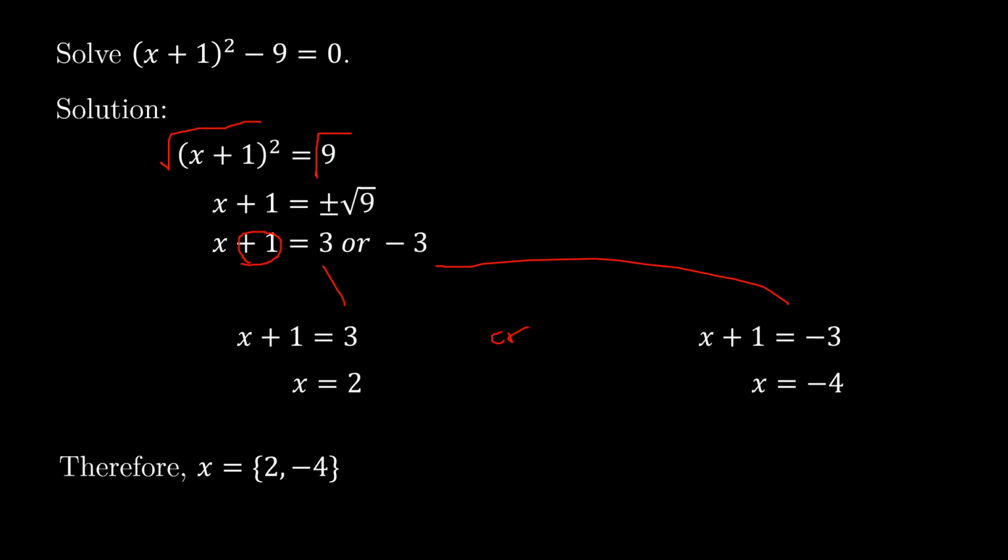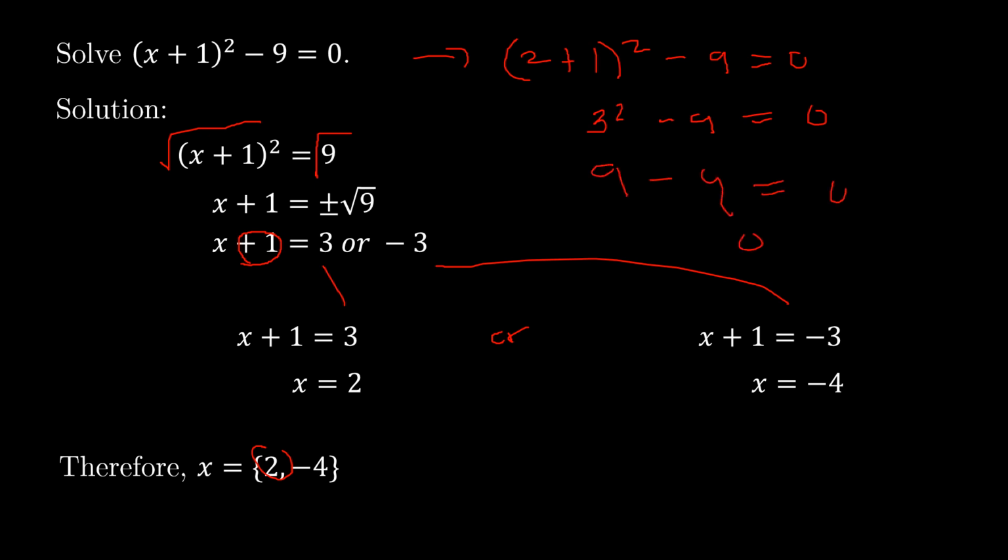If you're going to check, let us say 2, you'll simply have 2 plus 1 squared minus 9 equals 0. So this becomes 3 squared minus 9 equals 0. And that is 9 minus 9 equals 0. That's 0 equals 0. The same goes with negative 4.